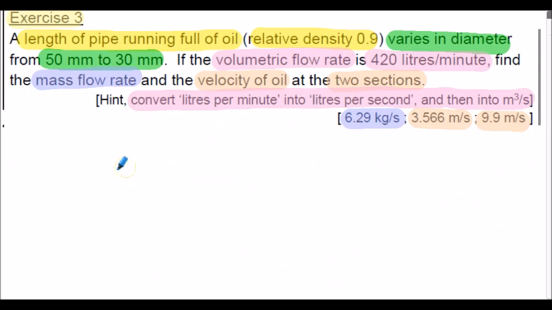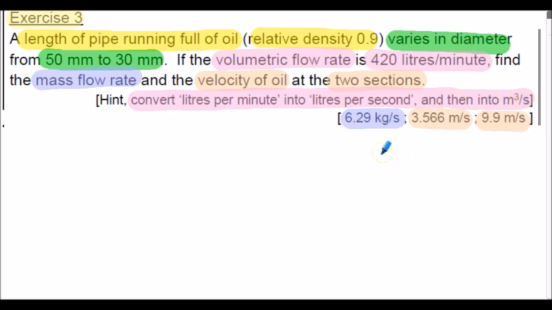I'm now going to briefly outline exercise 3 and show the accompanying solution. So exercise 3, a length of pipe running full of oil has relative density 0.9, varies in diameter from 50 millimeters to 30 millimeters. So this is a converging pipe. If the volumetric flow rate is 420 litres per minute, we're asked to find the mass flow rate and the velocity of the oil at the inlet and outlet sections. The hint in the question is to convert litres per minute into litres per second and then into meters cubed per second.